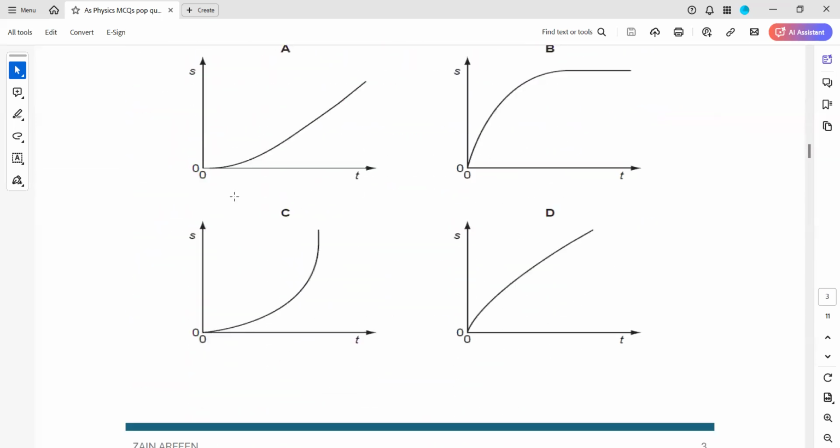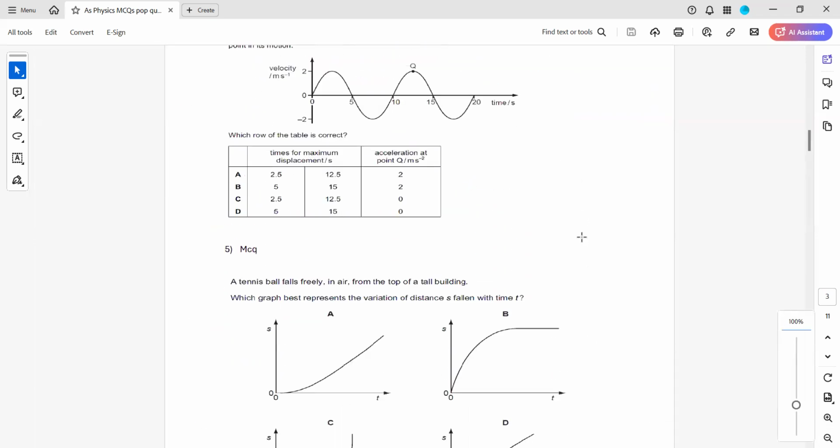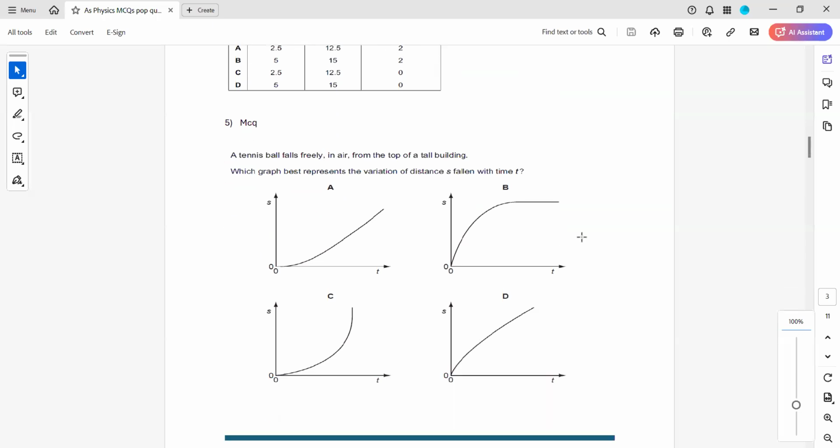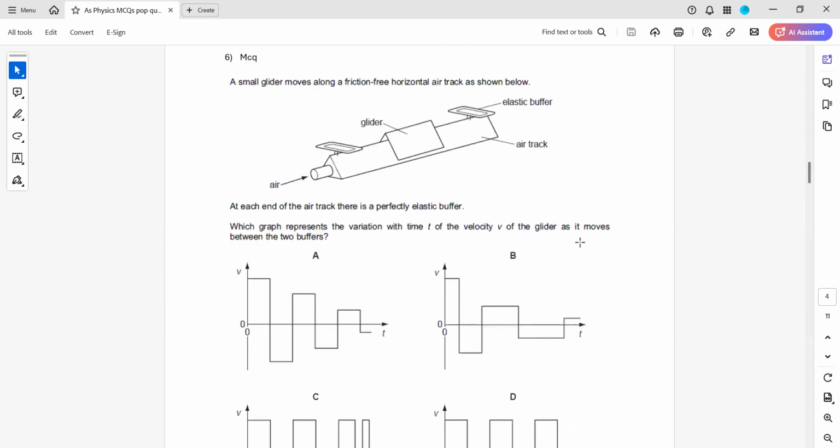Question 4, 5, any doubt? Question 4 or 5? Question 6, any doubt? Question 4, 5, okay.